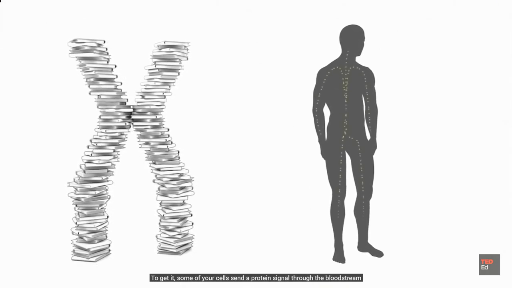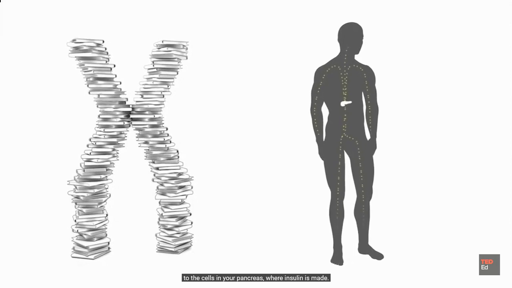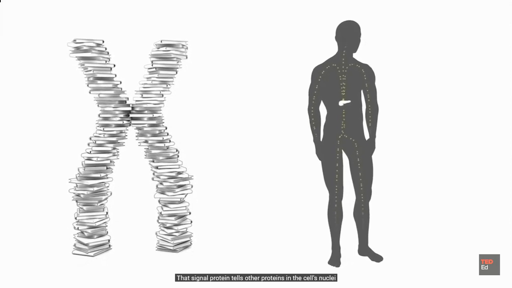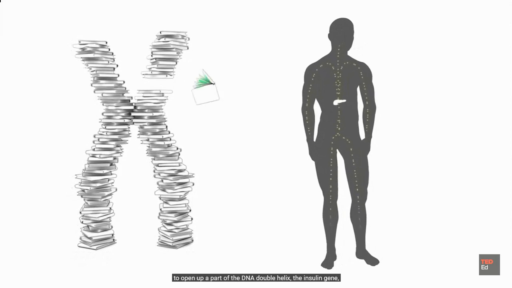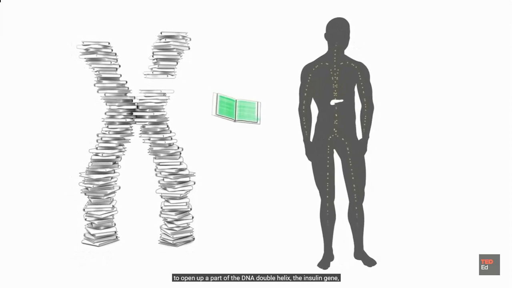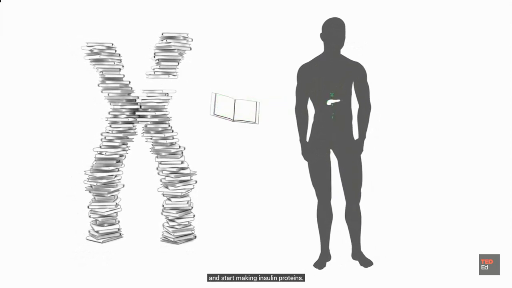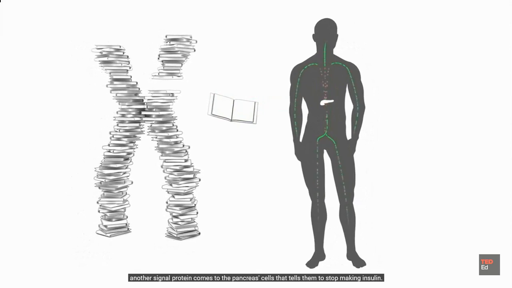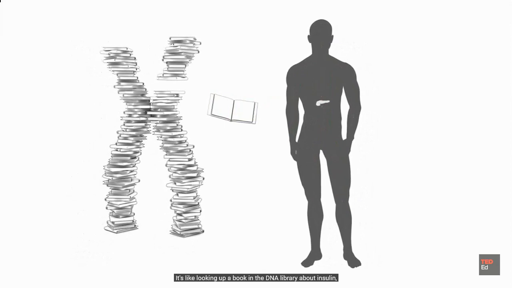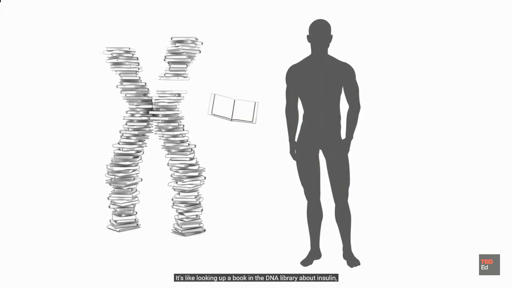Let's say your body needs a particular protein, like insulin. To get it, some of your cells send a protein signal through the bloodstream to the cells in your pancreas, where insulin is made. That signal protein tells other proteins in the cell's nuclei to open up a part of the DNA double helix, the insulin gene, and start making insulin proteins. As soon as enough insulin has been produced, another signal protein comes to the pancreas's cells that tells them to stop making insulin. It's like looking up a book in the DNA library about insulin and then putting it back when you're done.